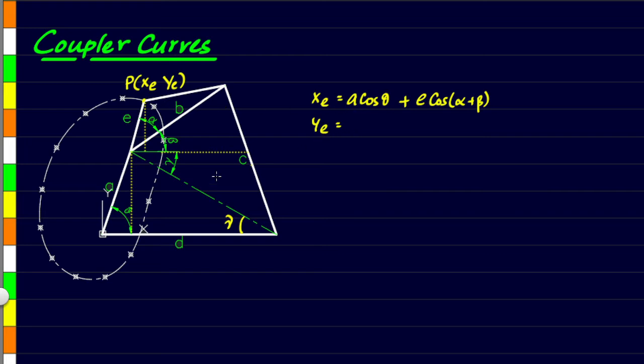Now similarly for YE, we'll have to add this length here with this length over there. Once again, we have right-angled triangles, so we're going to use the sine values. So A sine theta plus E times sine of alpha plus beta. These are the formulae which we can use to find the coordinates.